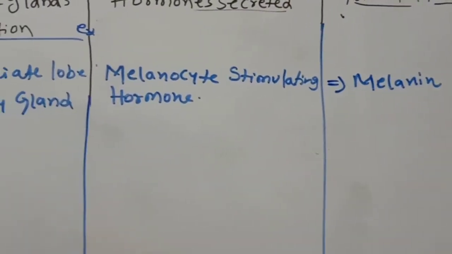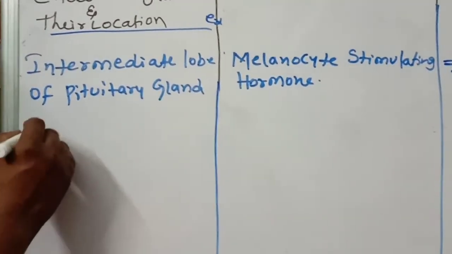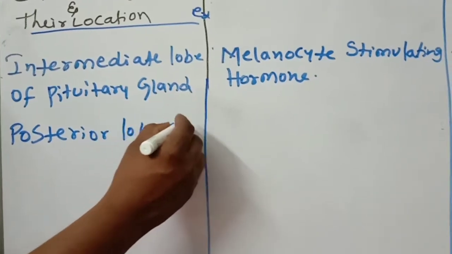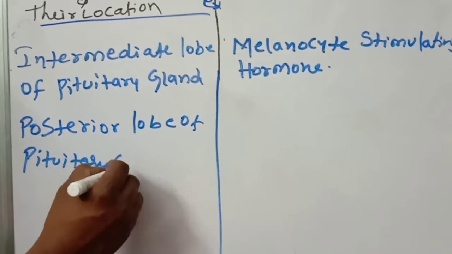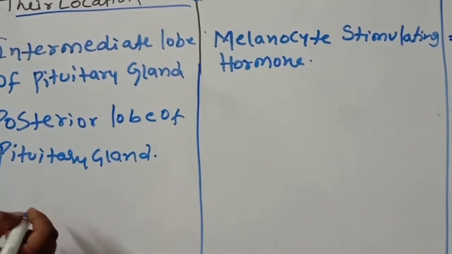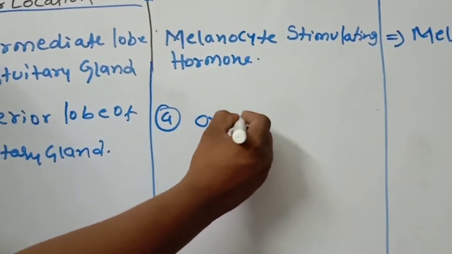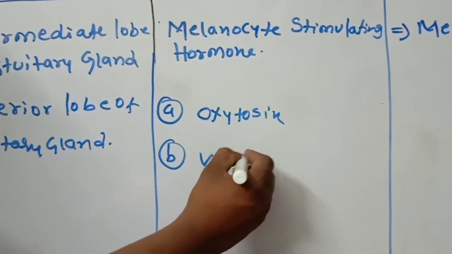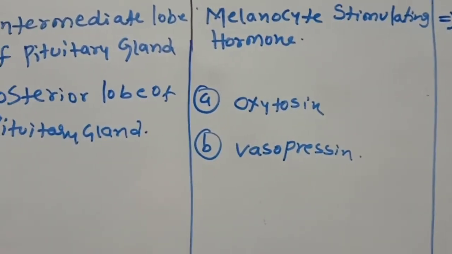It is skin color related. Next, the posterior lobe of the pituitary gland. It secretes two important hormones. Number one, oxytocin. Number two, vasopressin. Oxytocin and vasopressin.